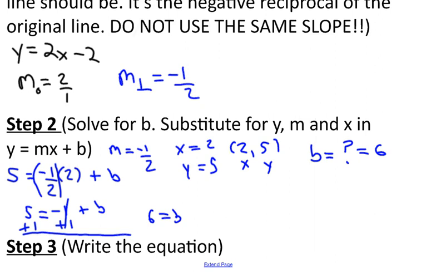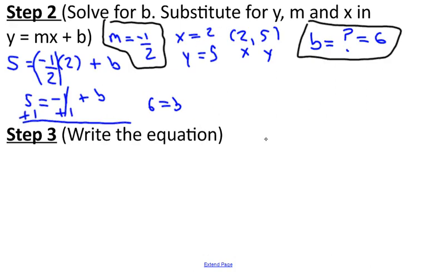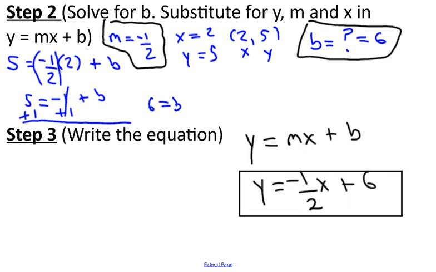So now that we know m for the perpendicular line is -1/2, and we know that b is equal to 6, we can write the equation. So it's y equals mx plus b. Substitute for m, substitute for b. We get y equals -1/2x plus 6. That should look familiar. It's the same thing we got with the graph, because you should get the same result.